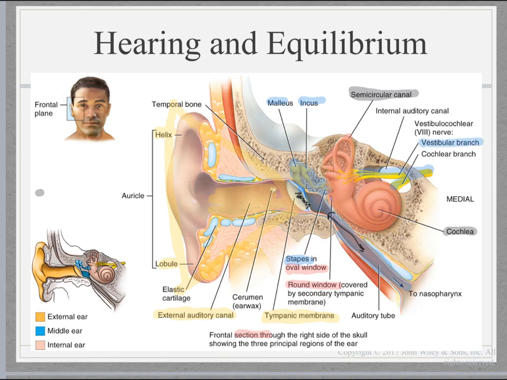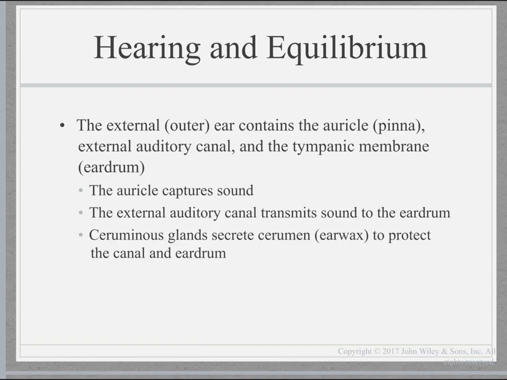Now notice our cranial nerve number 8, our vestibulocochlear nerve, which makes up these 2 branches, the vestibular branch and the cochlear branch. Look, the vestibular branch goes to the vestibule or the semicircular canals for balance, and the cochlear branch goes to the cochlea for true hearing. So let's put to print what we just talked about in our previous slide. The external outer ear contains the auricle or the pinna, the external auditory canal with those ceruminous glands, and the tympanic membrane or the eardrum.